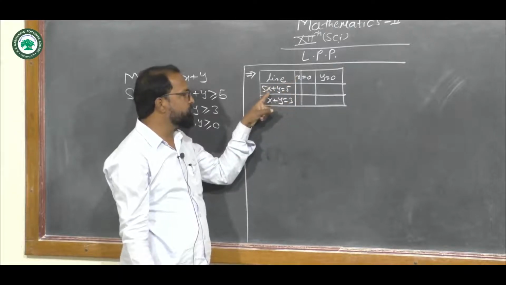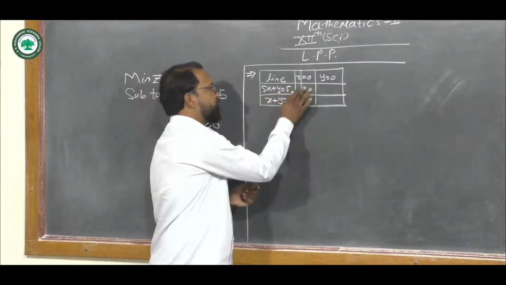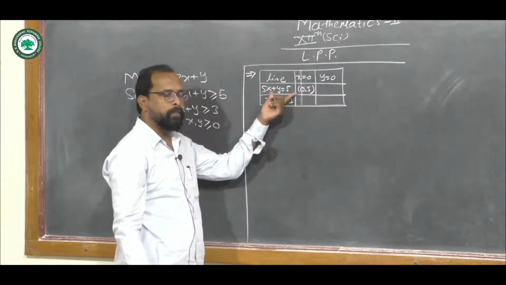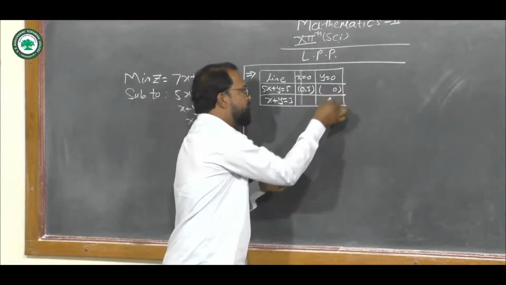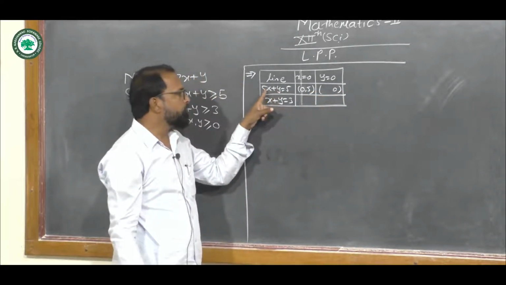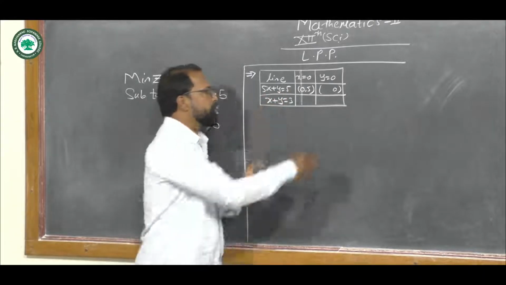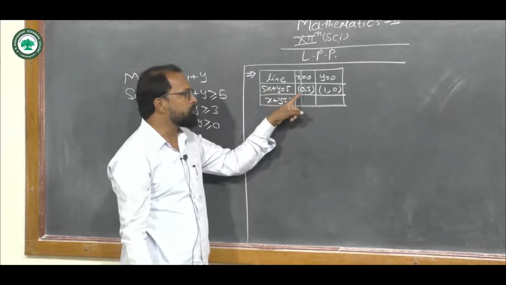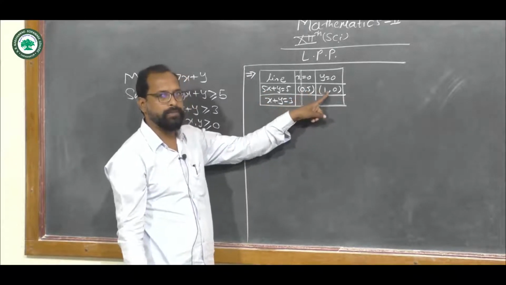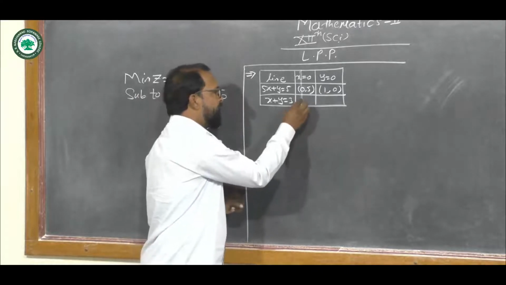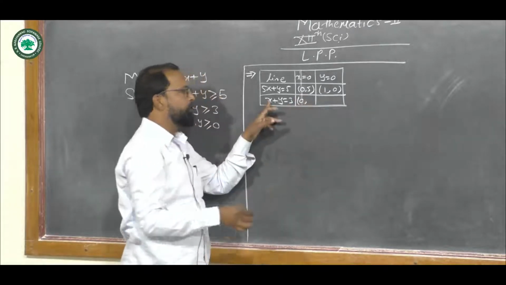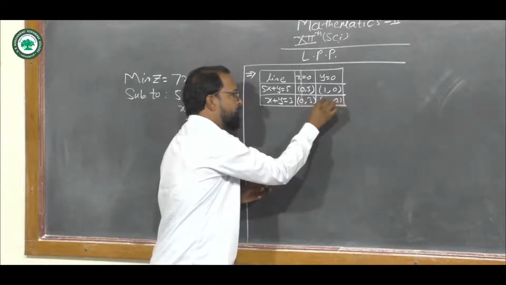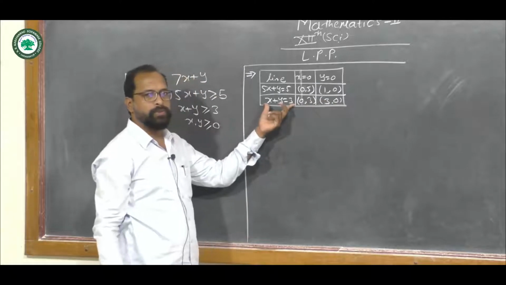Now in this equation, first we put x equals 0. When we put x equals 0 here, we get y equals 5. So we get the first point 0, 5. Similarly, if we put y equals 0 here, we get 5x equals 5, which gives x equals 1. So for the first line, we get the two points 0, 5 and 1, 0. Now for the second line, if we put x equals 0 here, we get y equals 3, and if we put y equals 0, we get x equals 3.